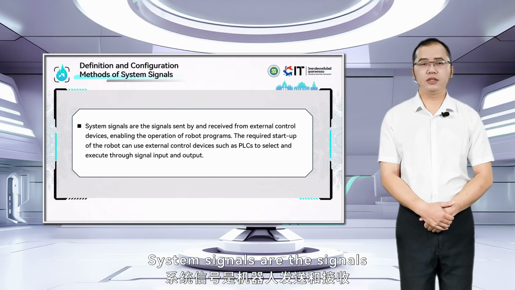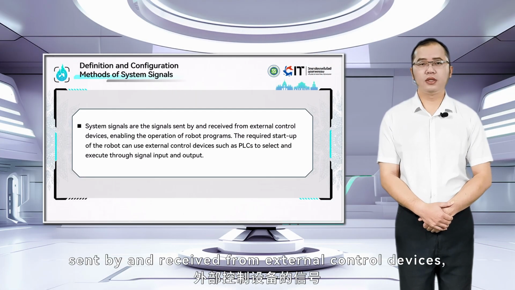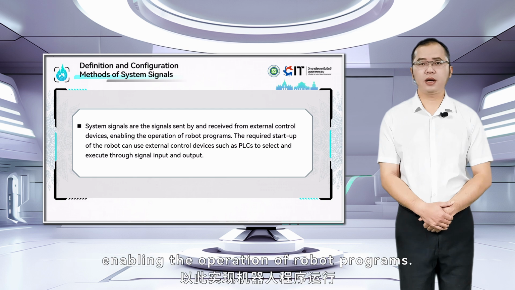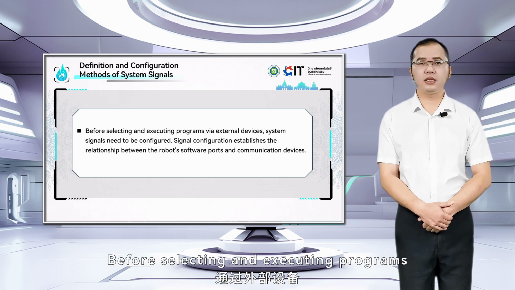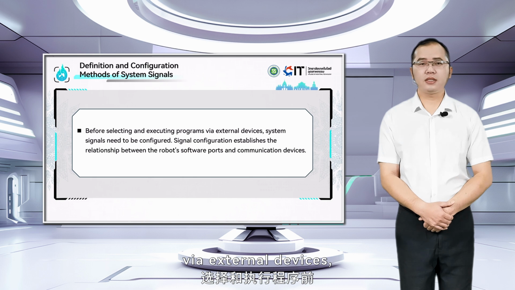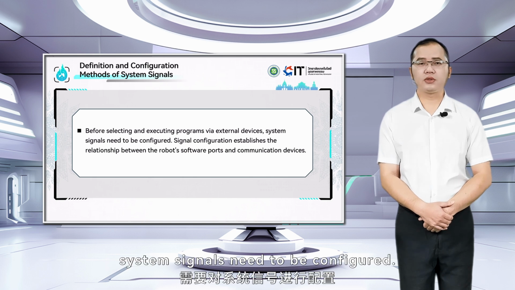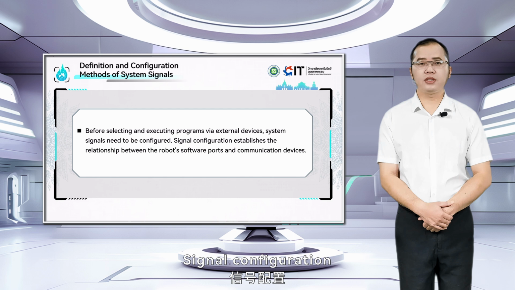System signals are the signals sent by and received from external control devices, enabling the operation of robot programs. The required startup of the robot can use external control devices such as PLCs to select and execute through signal input and output. Before selecting and executing programs via external devices, system signals need to be configured. Signal configuration establishes the relationship between the robot's software ports and communication devices.